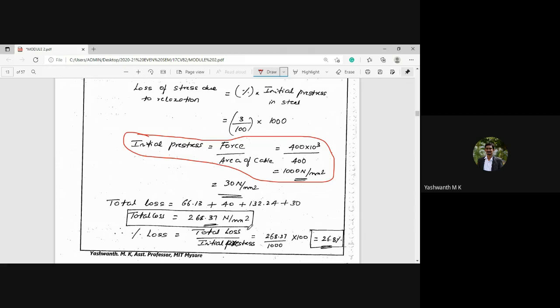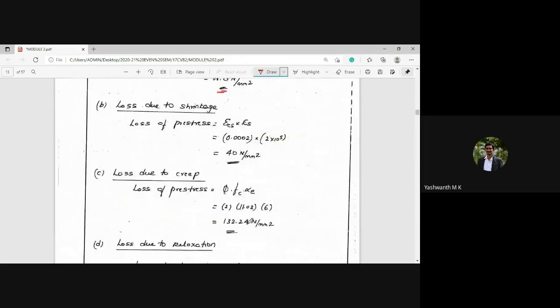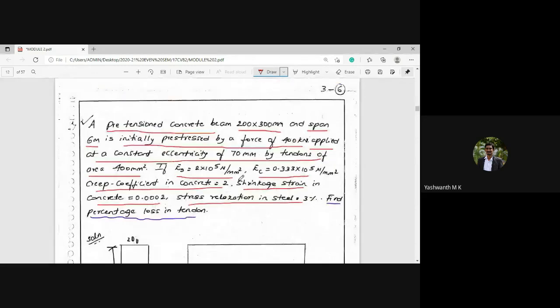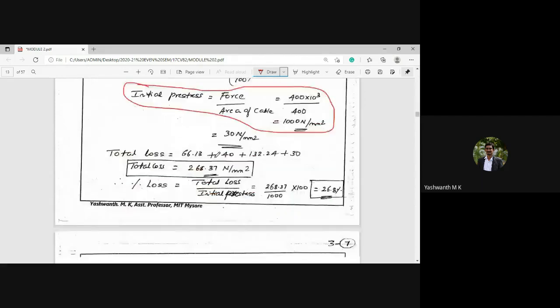So like this, we need to work out the problem for this particular thing. Hope you have understood how to solve it, and what are all the things you need to observe while solving the problem. So let me continue with one more problem.